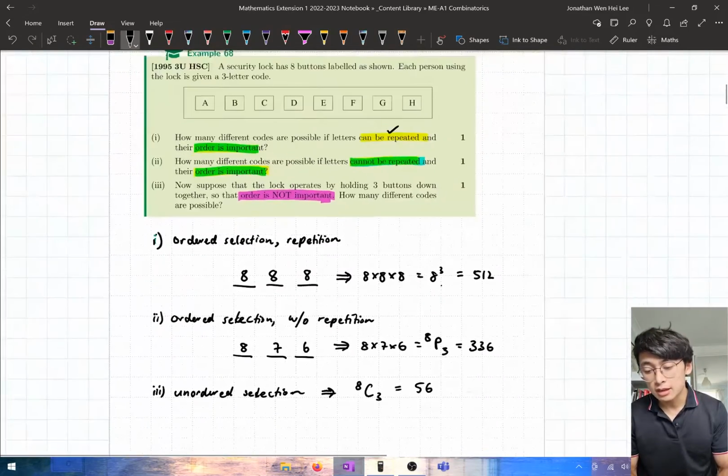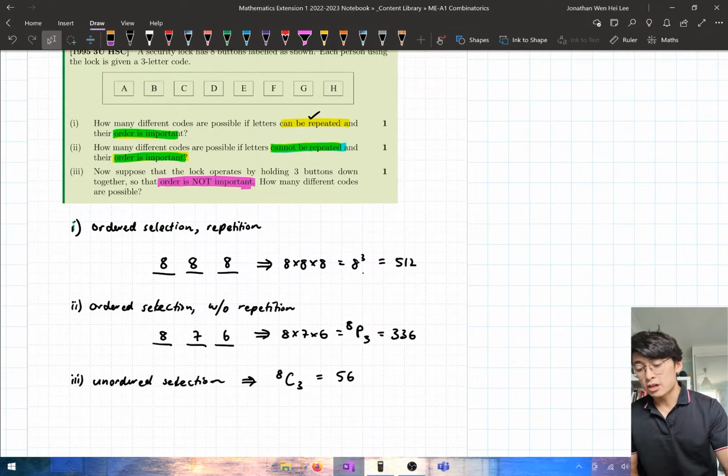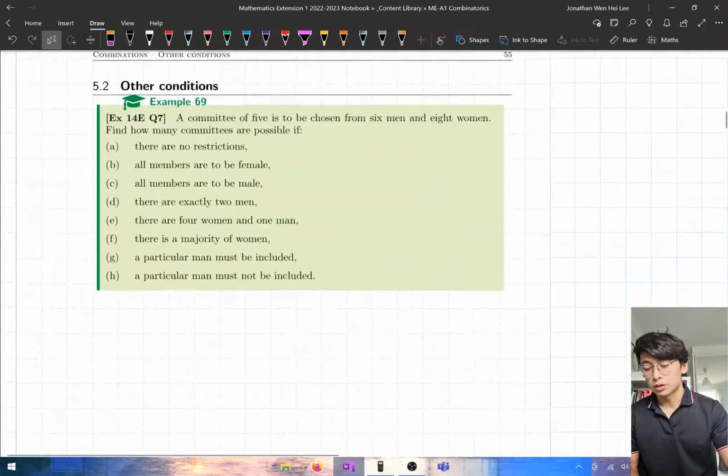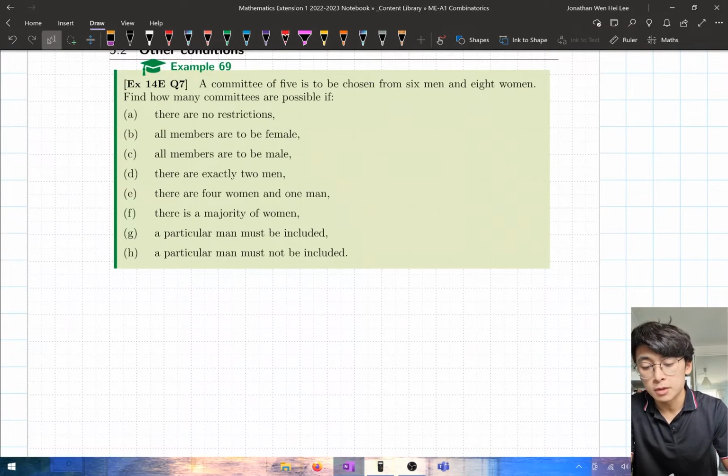So that's how these 3 things are a little bit different from each other. Okay, so let's go over the page and have a go at a few examples. So here, first example. A committee of 5 is to be chosen from 6 men and 8 women.